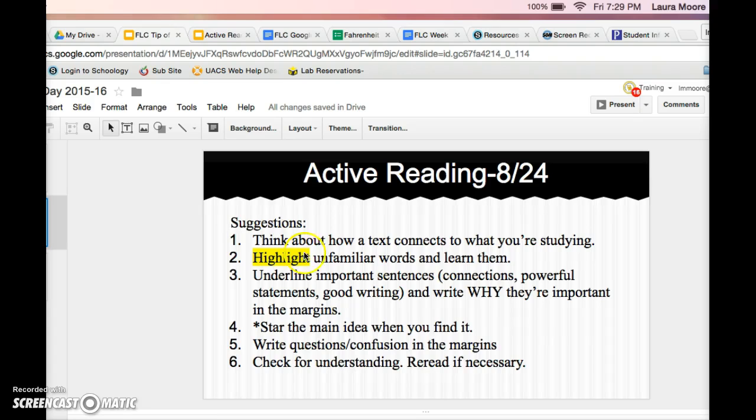Number 4 here says to star the main idea when you find it, and I put a little asterisk there to emphasize that. But this is really important. If you read something and you have no idea what the main idea is, if you can't put it aside, look up and tell the person next to you a summary of what you read, then you didn't understand what you read.